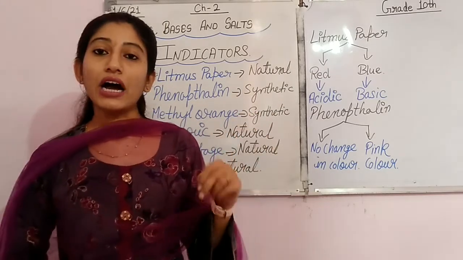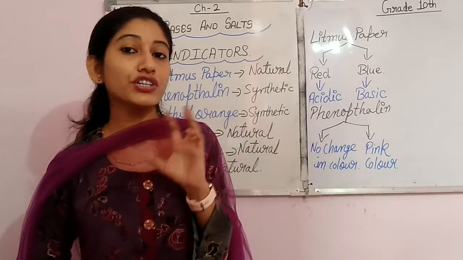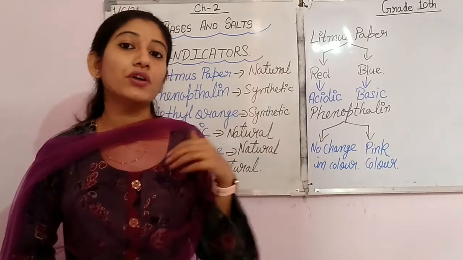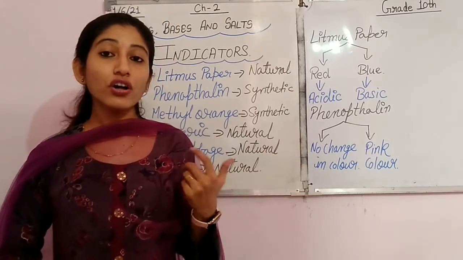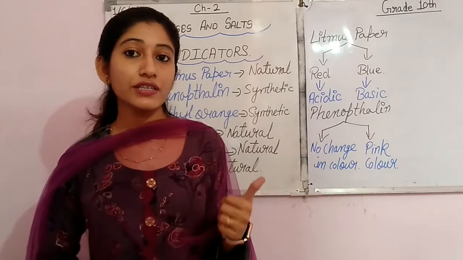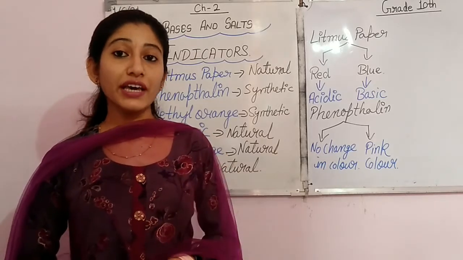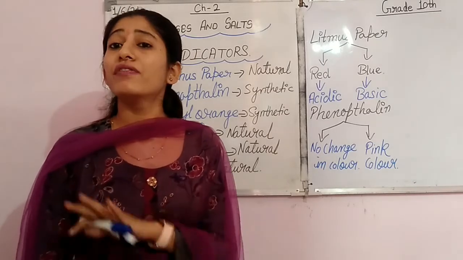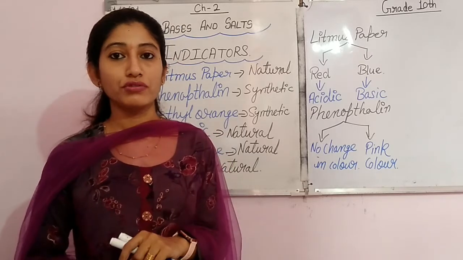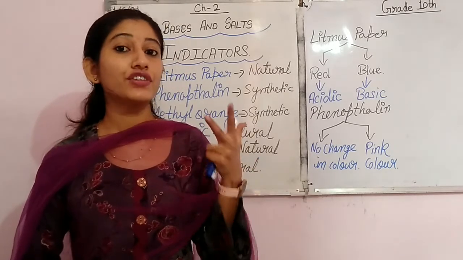Now the indicators which show a color change for acid but not for base, or for base but not for acid, create a little problem for us. To overcome this problem, we have an indicator that is applicable for all types of compounds. All types of compounds means acids, bases as well as neutral.